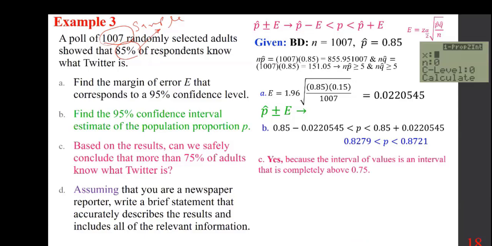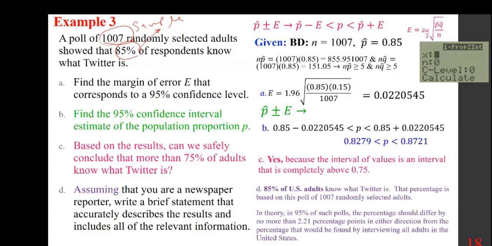So that's important to see why we can claim that. Because it contains 0.75, we couldn't. This one obviously doesn't contain it. If both of them are less than 0.75, that means less than 75% of adults know about what Twitter is. Since both of them are larger, they know that. And as far as the wording, we are 95% confident that this interval contains the true proportion. And this is one way to write it.